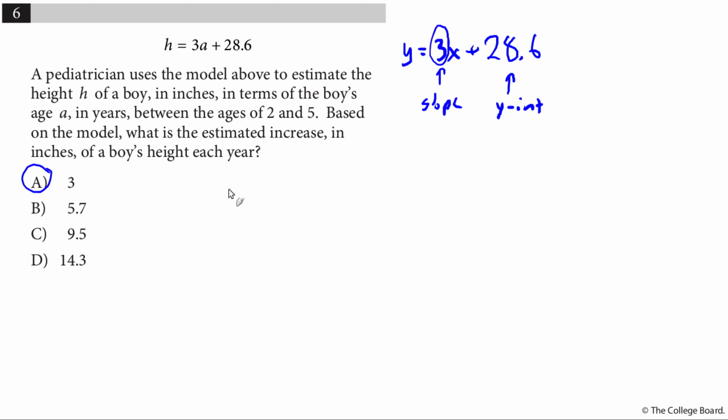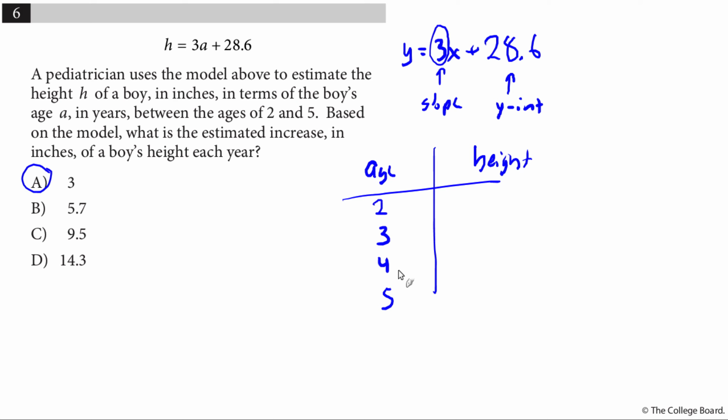Now, if I'm unsure about this, I could actually make a table and see it happening. So this works for ages 2 to 5. So let's have age. Let's have height. And from 2 to 5, we're going to consider years 2, 3, 4, and 5. So at year 2, I would do 3 times 2 plus 28.6. 3 times 2 is 6, plus 28.6 is 34.6.